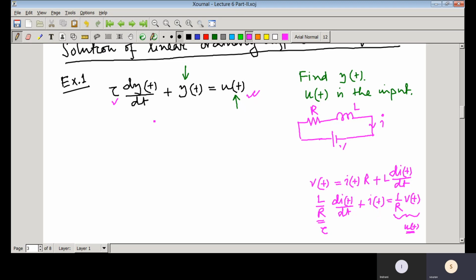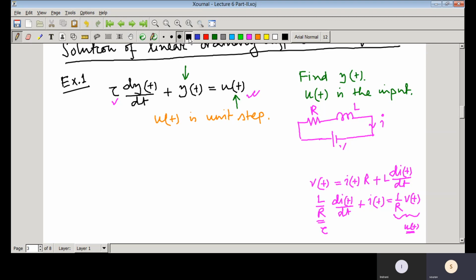So the first order differential equation that I have taken has many physical interpretations, but now we are just going to find what is y(t) whenever the input is u(t). And for the time being, I'll be taking u(t) as a unit step.